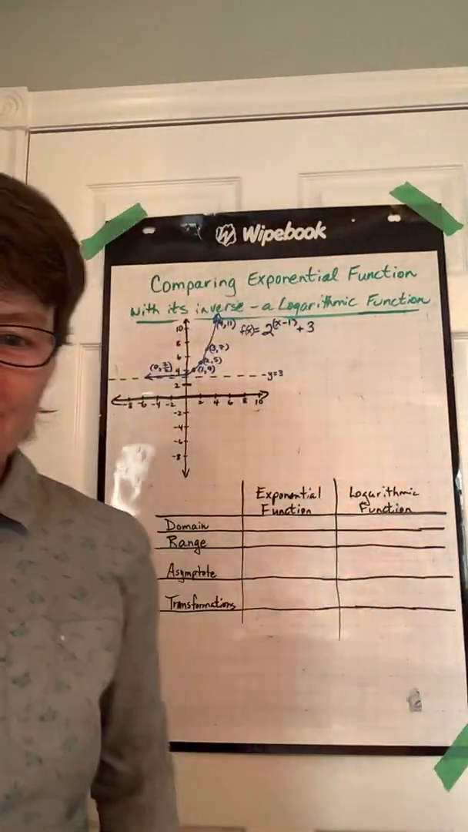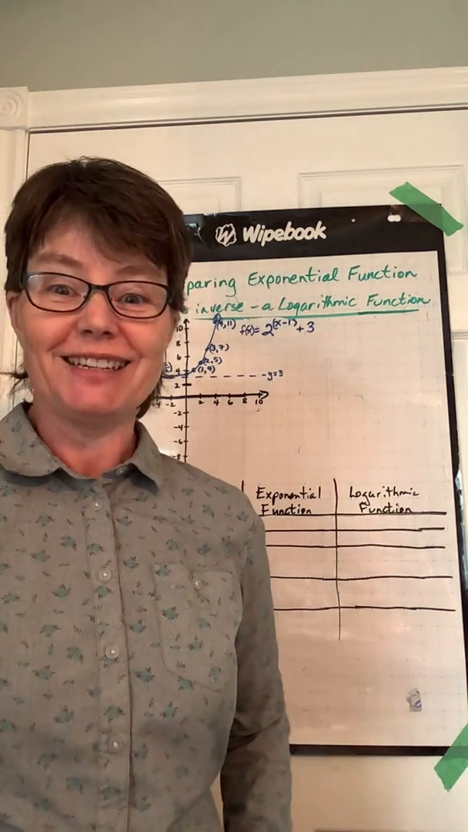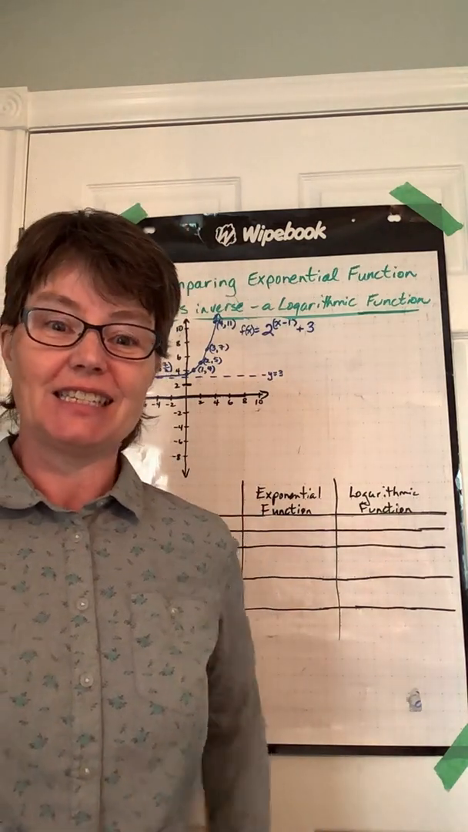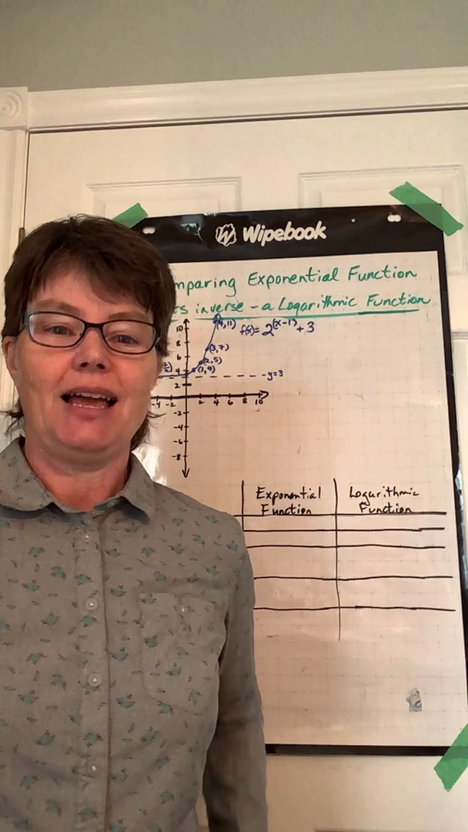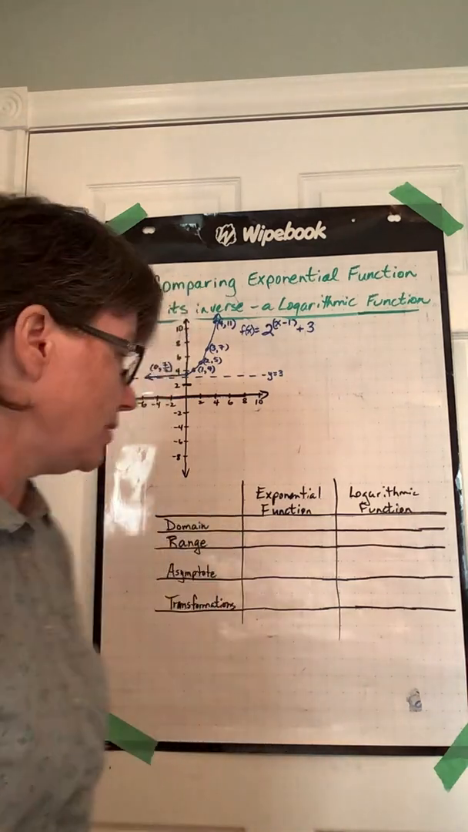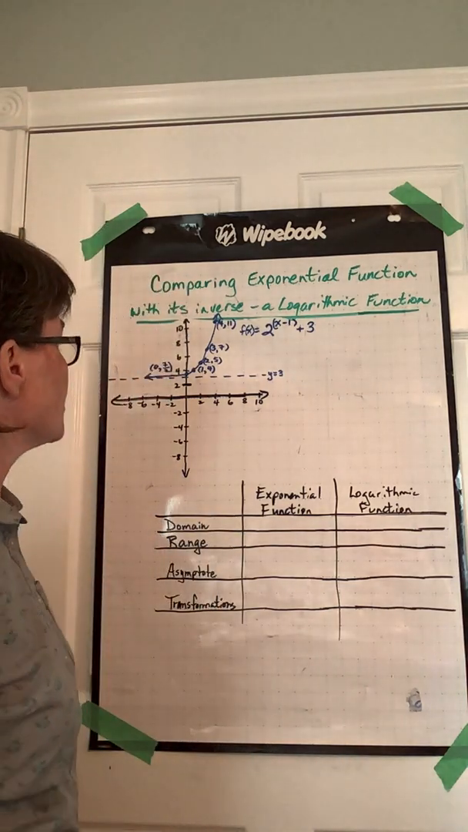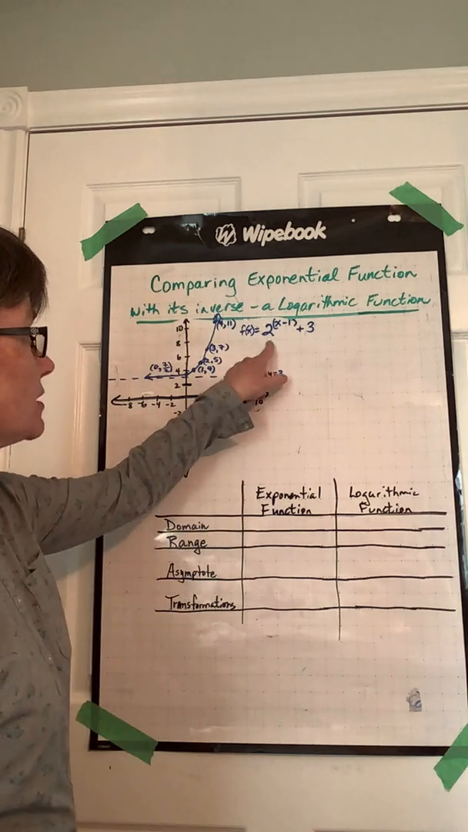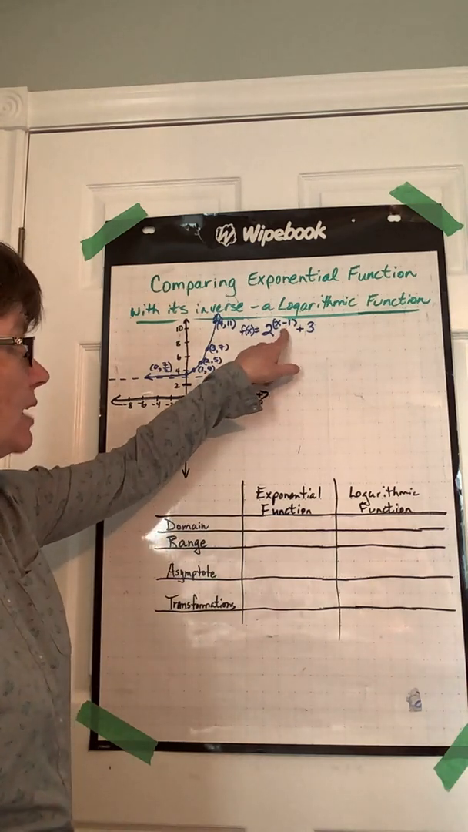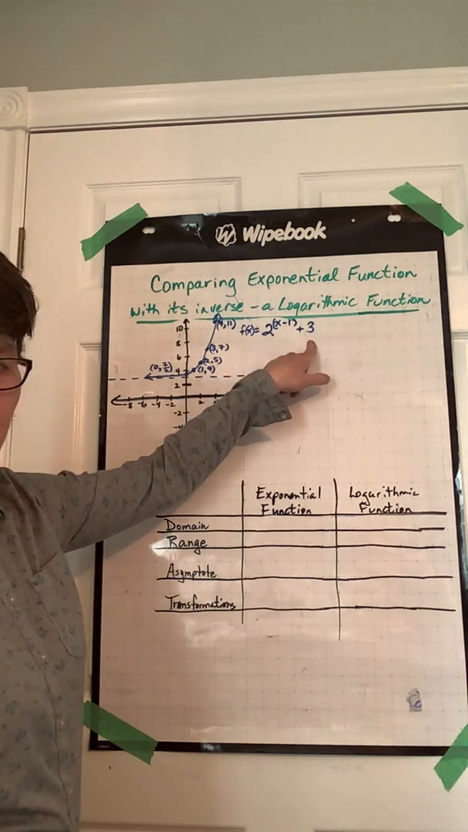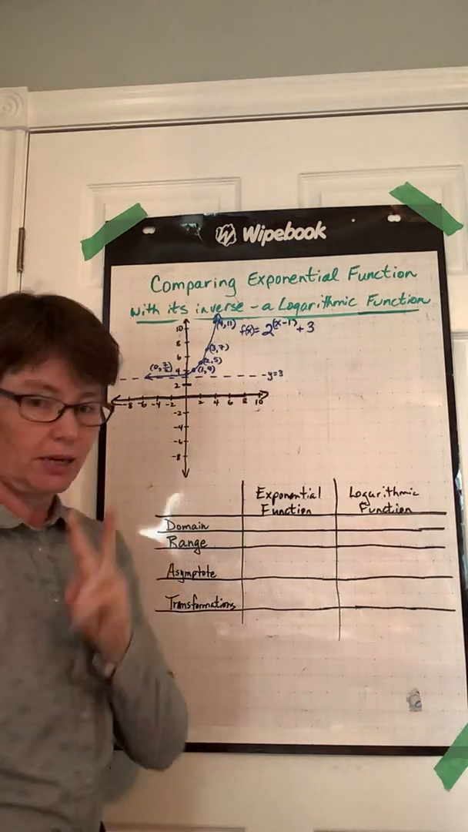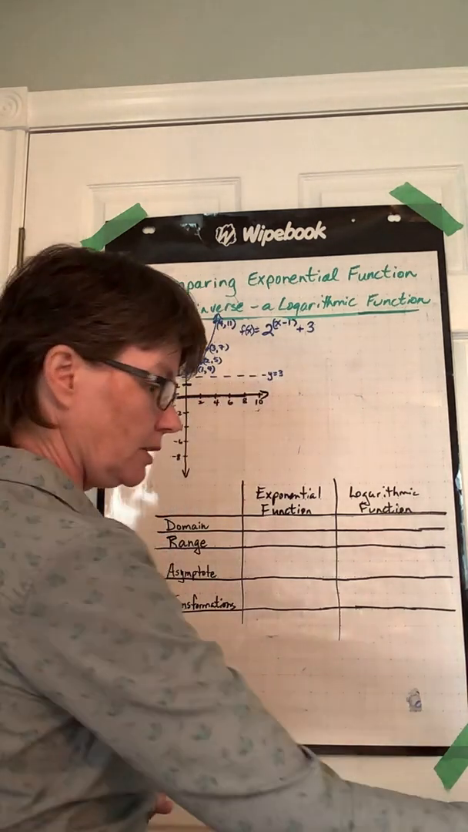Hello, we're going to look at another exponential function, try to find its logarithmic function that is its inverse, and talk about the different parts of it and how they're related. This time we're looking at a function f of x equals 2 to the power of x subtract 1 plus 3. So we've got two transformations here.